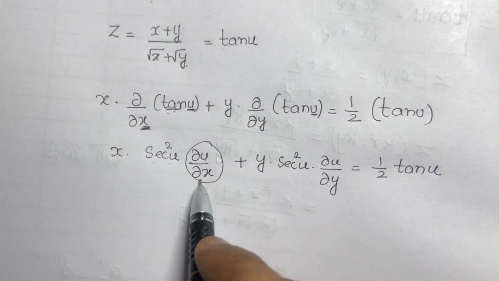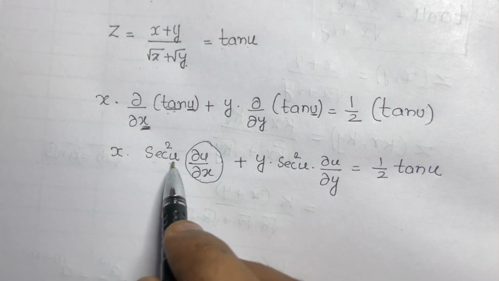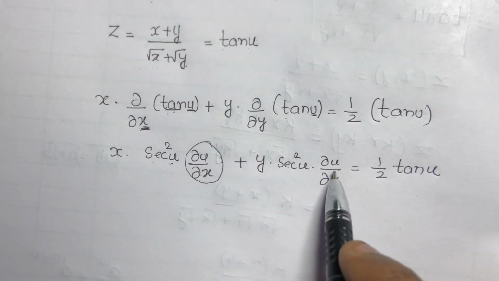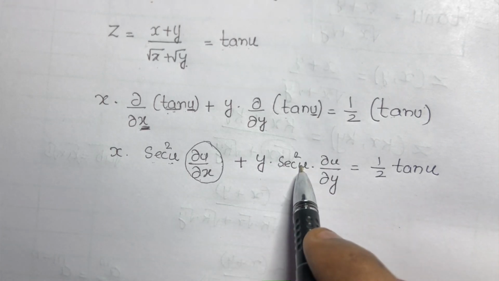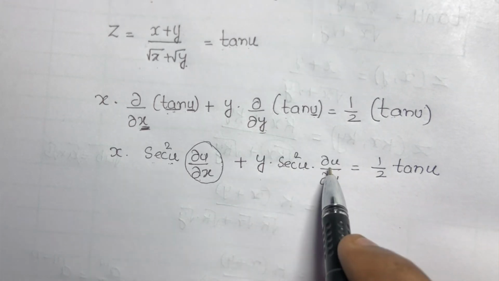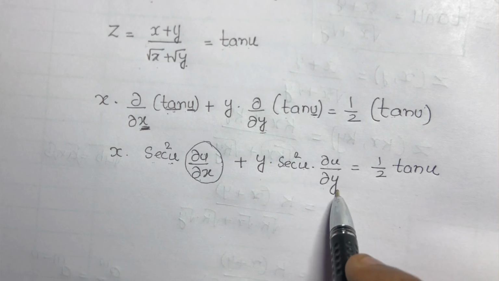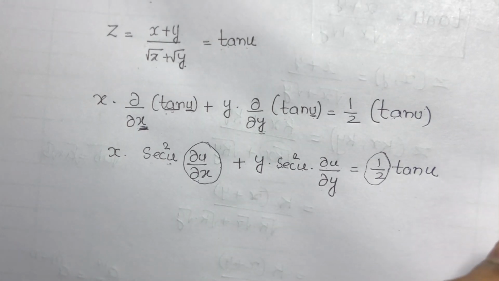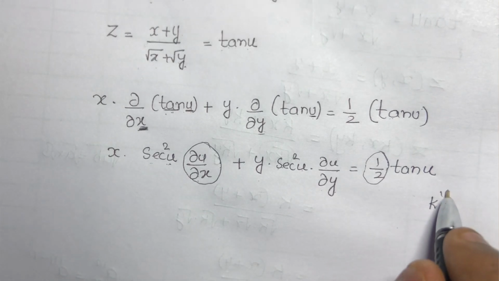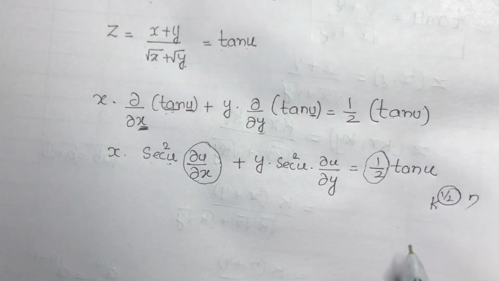So ∂u/∂x, because in place of x we have u. Similarly, the derivative of tan u is secant square u, but in place of y we have u, so that's why ∂u/∂y. Here 1 by 2 is the n value that we previously got.